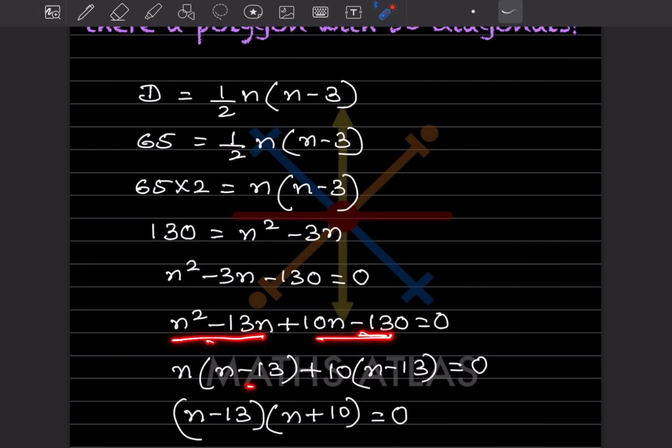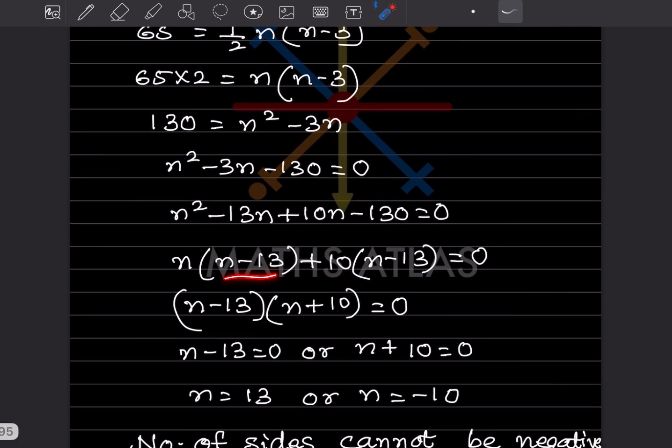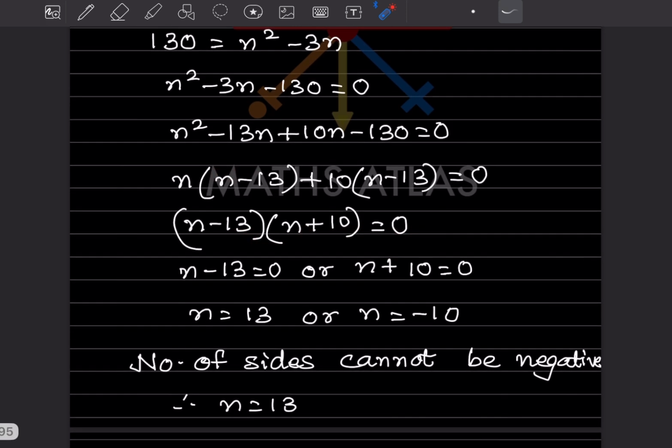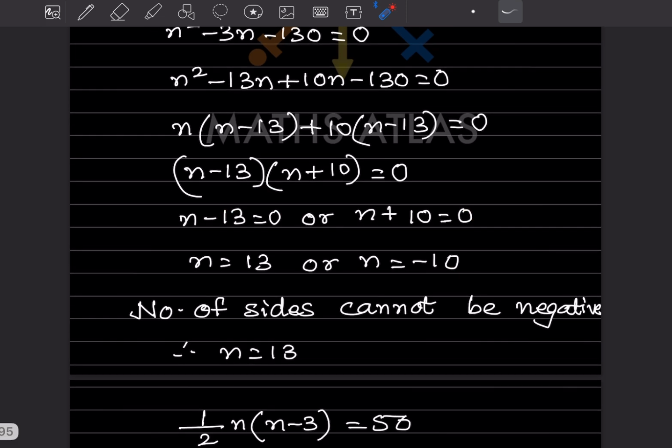n into n minus 3, 13, sorry, and this will be plus as it is. From this one, we can take 10 common. 10 into n minus 13 is equal to 0. So this will take n minus 13, and this will be n plus 10 is equal to 0. So n will be 13, or n is going to be minus 10. The number of sides cannot be negative, so we have to consider n as 13.